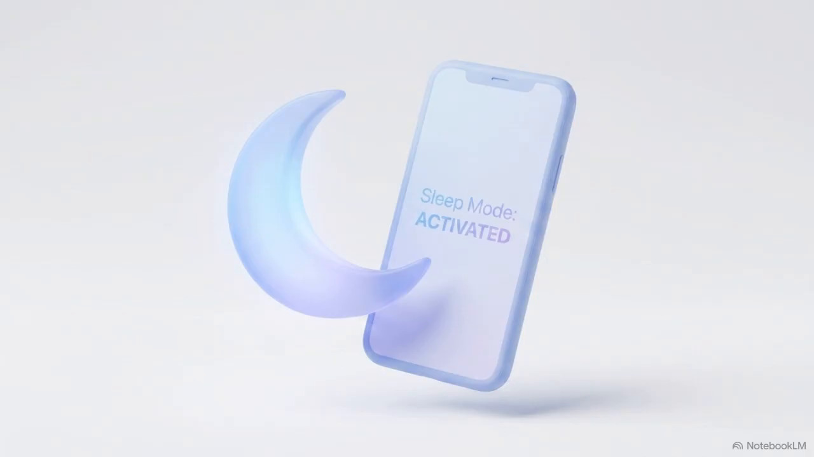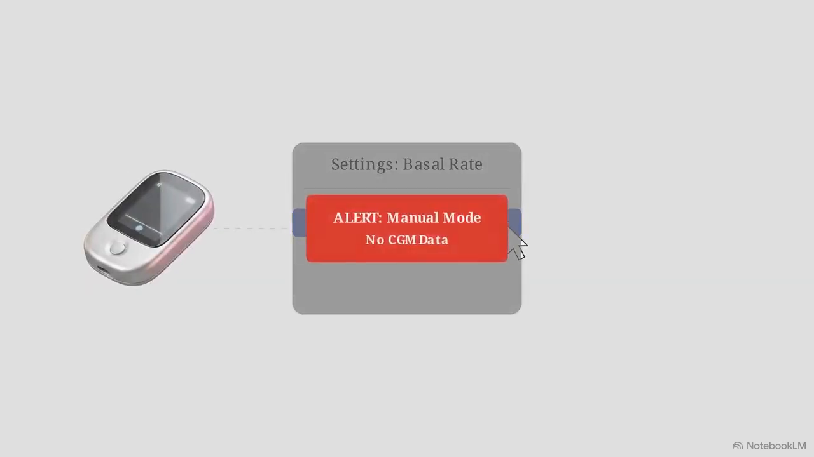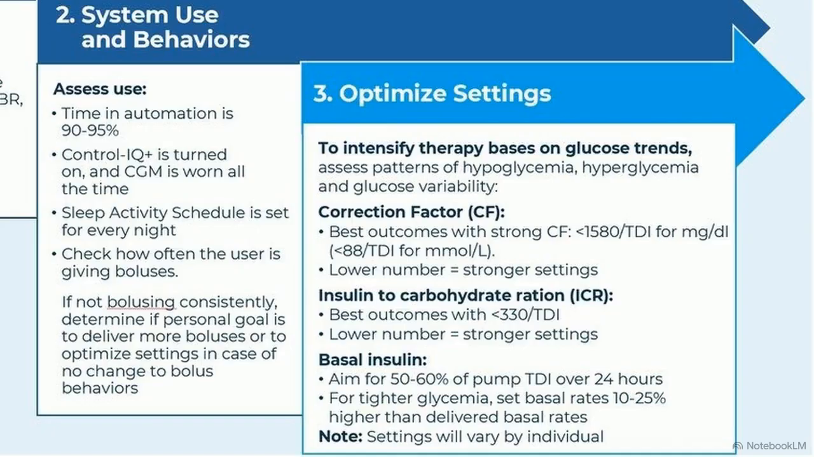If the pump is spending half the day in manual mode and the patient skips pre-meal boluses, changing the basal rates won't fix the problem. Algorithmic adjustments made over a foundation of core behavioral data will fail in real-world applications. Once behavior is validated, we move to the final section of our diagram, optimizing the technical settings.